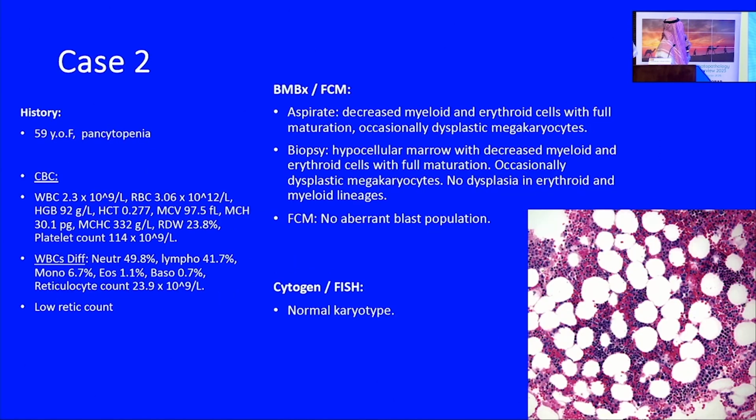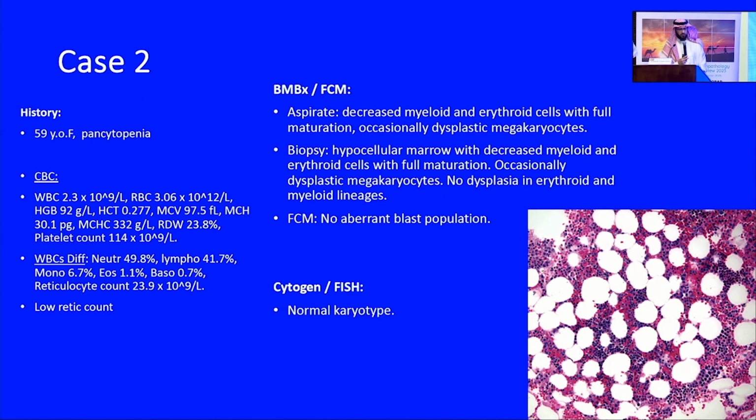Next, this is a 59-year-old female presenting with pancytopenia. As you can see, there is leukopenia, anemia, and thrombocytopenia. In the white blood cells, there is no blast. The bone marrow aspirate shows a decrease in myeloid and erythroid cells with full maturation, occasional dysplastic megakaryocytes, but not at the level to call it MDS. So there is a slight touch of dysplasia.